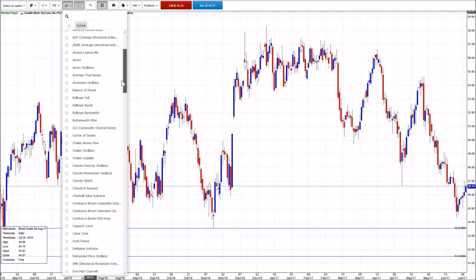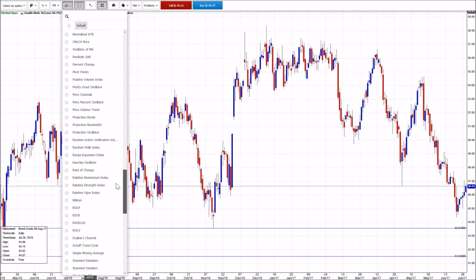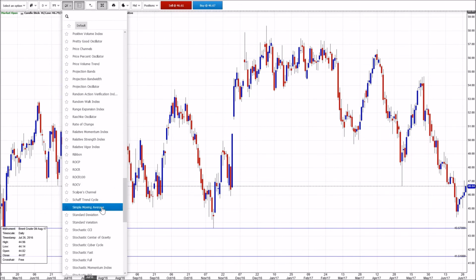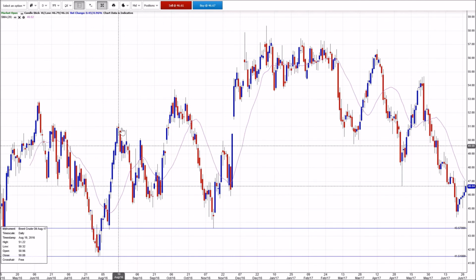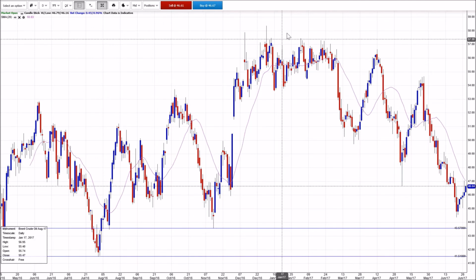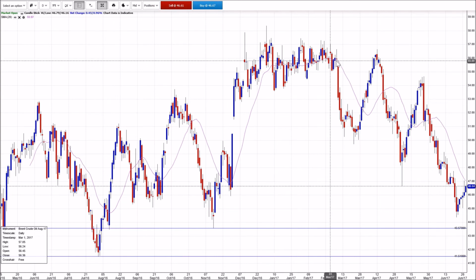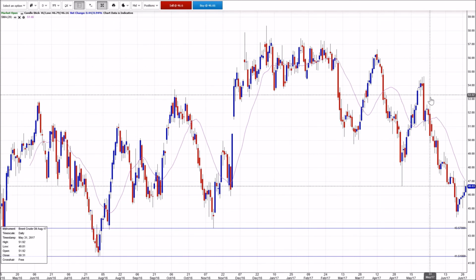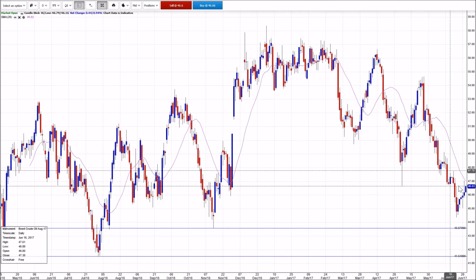Let's plonk a moving average on and see what it tells us. Here we go, a simple 20-day moving average. It's done quite well on oil because we've had good trends. Not so well at the beginning of this year because the market was so choppy, but it would have gone short at the end of May, and it's still short at the moment. The market needs to break and close above 47 to reverse this short on the moving average.